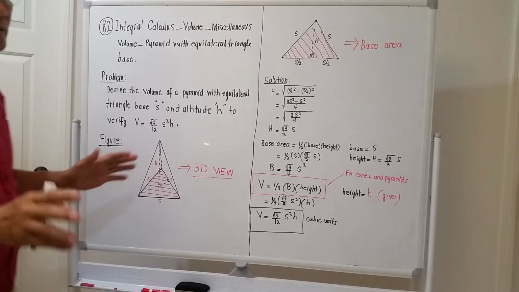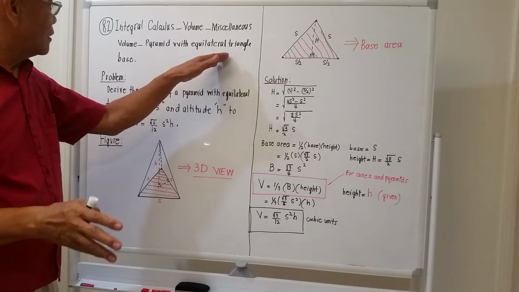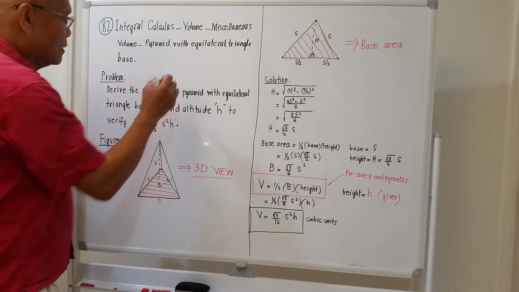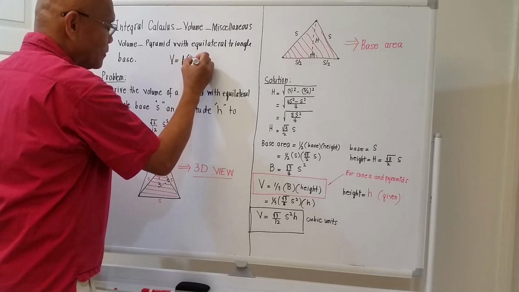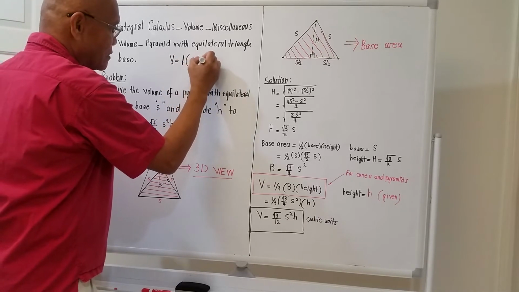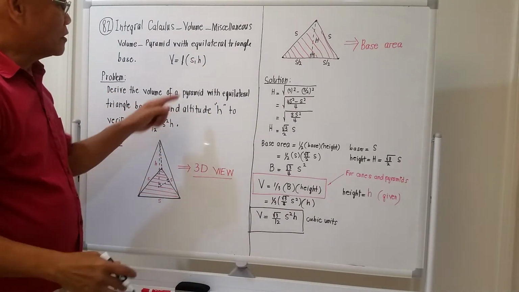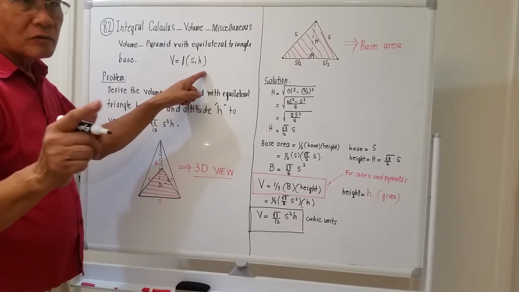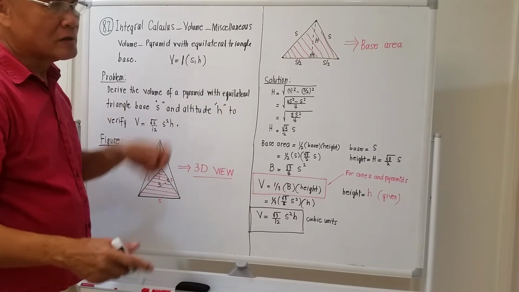The problem is asking for the volume of an equilateral triangle base pyramid. Meaning the problem is asking for the volume as a function of S and H. The length of the equilateral triangle at the base is designated by S, and the altitude is H. So the problem is asking for the volume as a function of S and H.